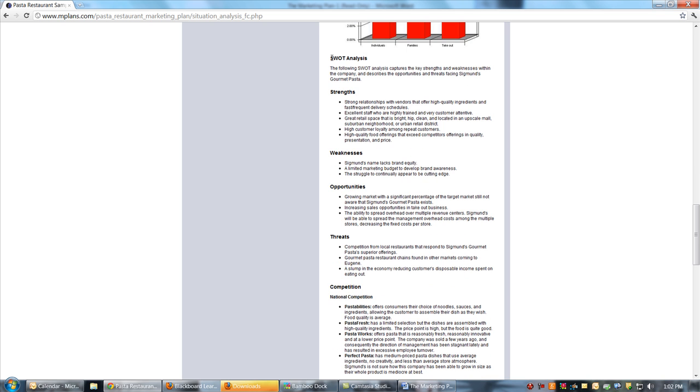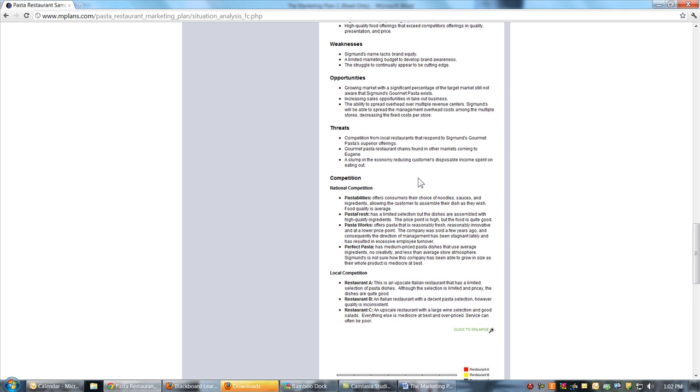A SWOT analysis is something we haven't done yet, but I think it's something that you'll find very simple to do. I've never had a student, I can't remember ever even seeing one, that wasn't fairly well done. So we talk about the strengths, weaknesses, opportunities, and threats.